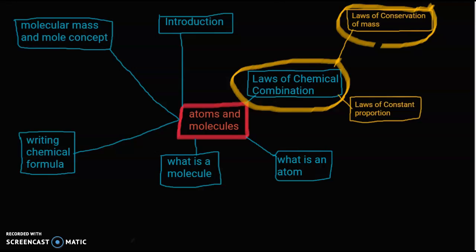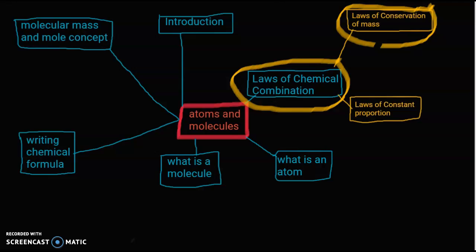Suppose we take one example as given in your textbook on page number 32. There is a question in which it is given that 5.3 grams of sodium carbonate reacts with 6 grams of ethanoic acid. So sodium carbonate and ethanoic acid are the reactants. They both react, and the products formed are 2.2 grams of carbon dioxide, 0.9 grams of water and 8.2 grams of sodium ethanoate.